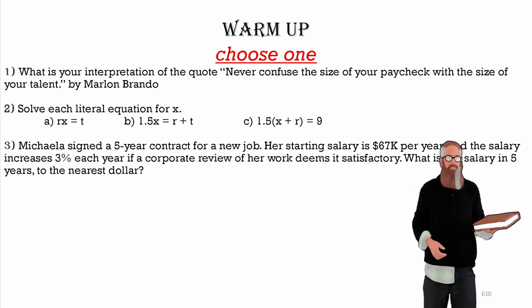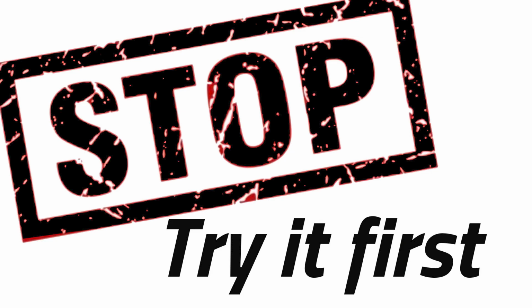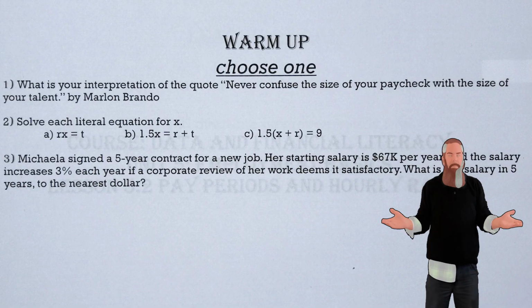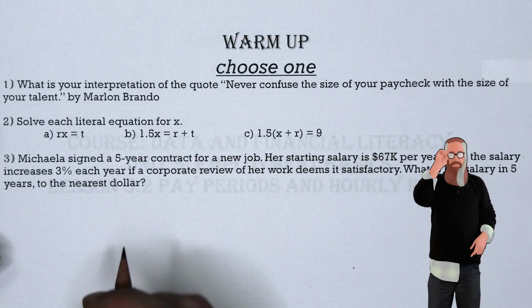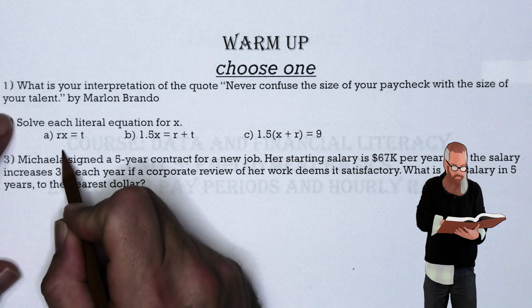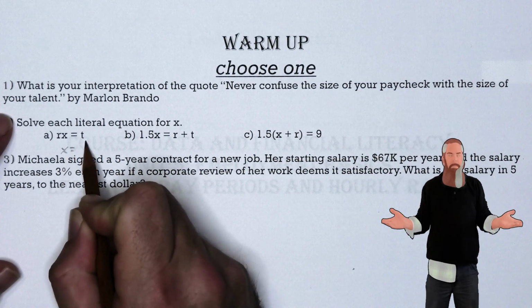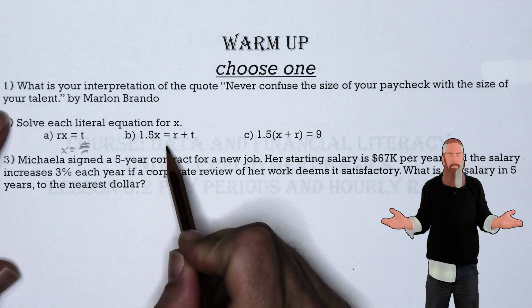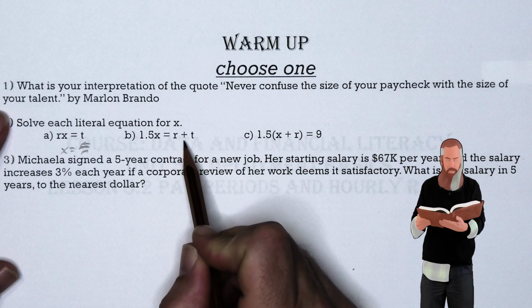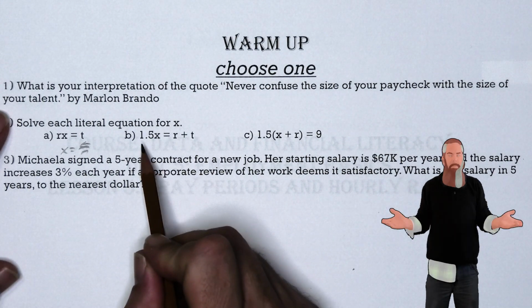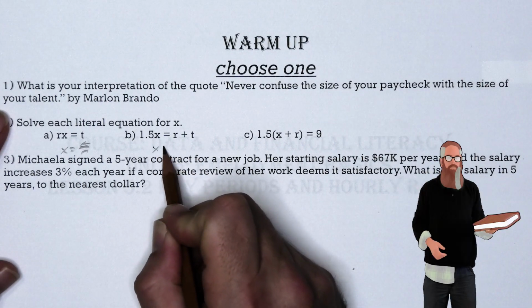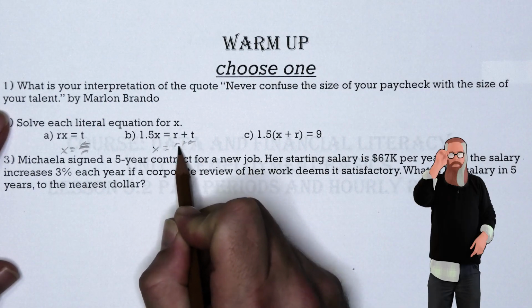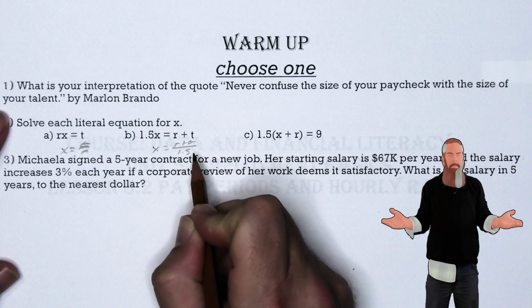Solve each literal equation for x. Up first is r times x is equal to t. This means dividing both sides by r, giving us that x is equal to t divided by r. Next is 1.5x equals r plus t. We can divide both sides by 1.5, giving us x is r plus t divided by 1.5.